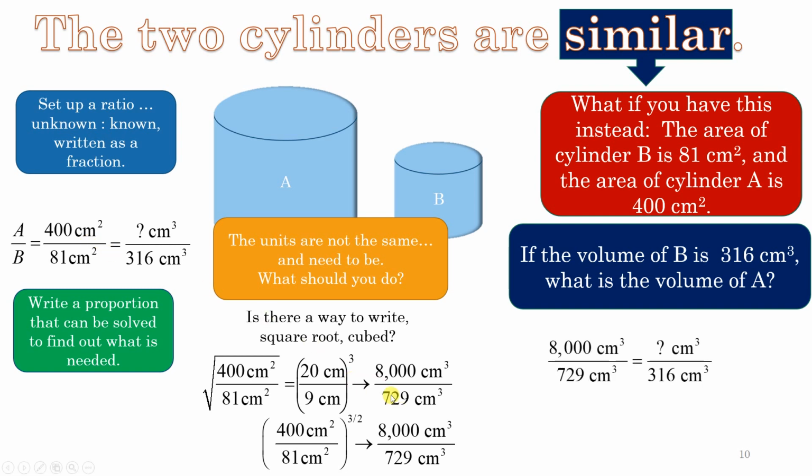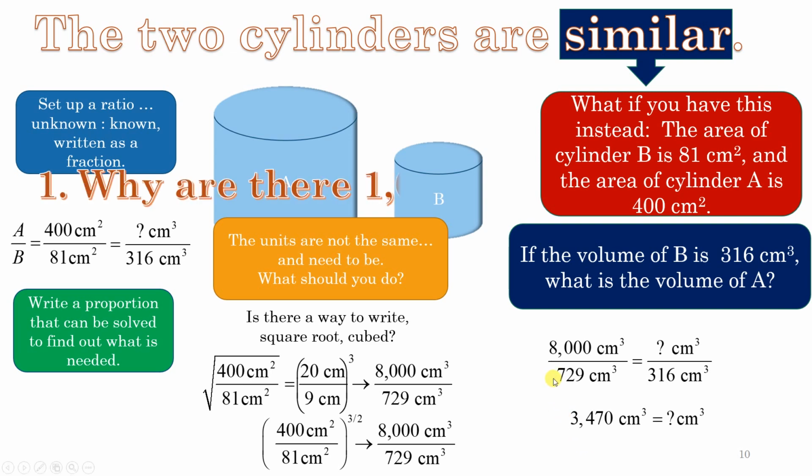So we're going to go ahead and now set up our proportions. So we got 8,000 cubic centimeters for A, and 729 cubic centimeters is the volume for B. We're just going to go ahead and solve this, and we're just going to multiply and reduce and correct, rounded to 3 significant figures. 3,470 cubic centimeters.